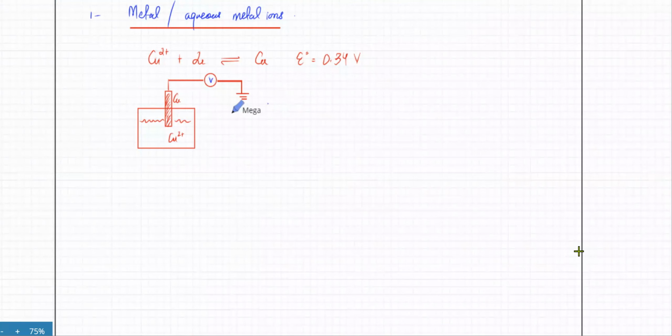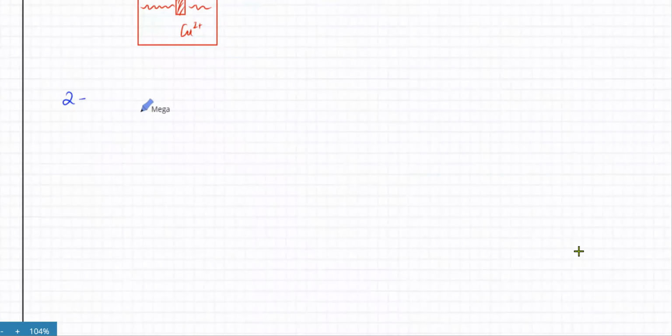So I'll just quickly do the second type of electrode. Let's talk about the second type of electrode, and that's a gas. If I have a gas and I've got aqueous ions.